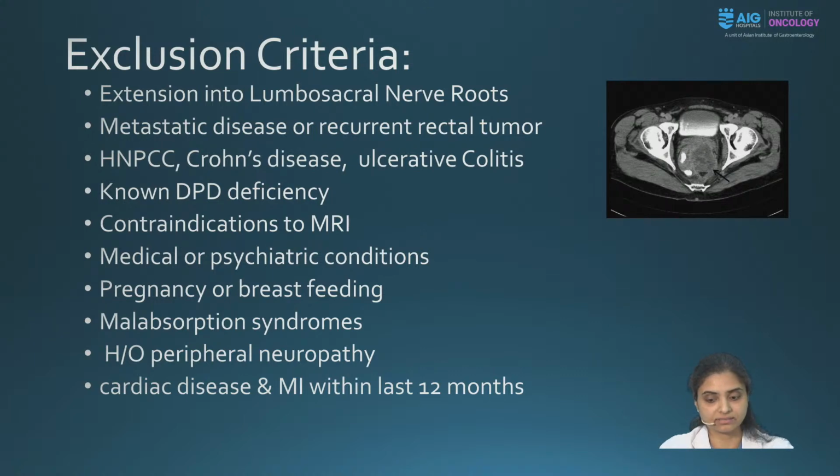Metastatic disease, patients with IBD and known DPD deficiency, because these patients cannot tolerate capecitabine, and any contraindication to MRI, because the staging should be done using an MRI and there is no other go. Any patient who is pregnant or breastfeeding, because RT is an absolute contraindication, malabsorption syndromes, history of peripheral neuropathies and cardiac disease, all these patients have been excluded from this trial.